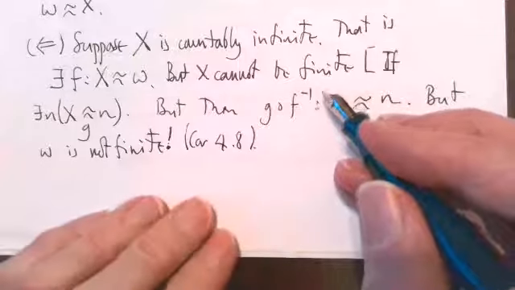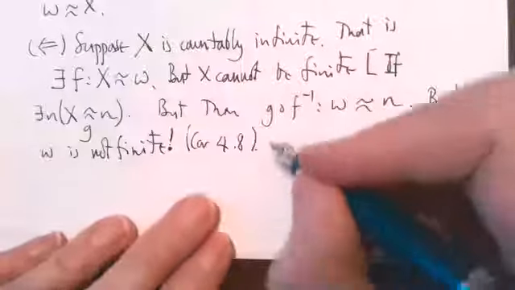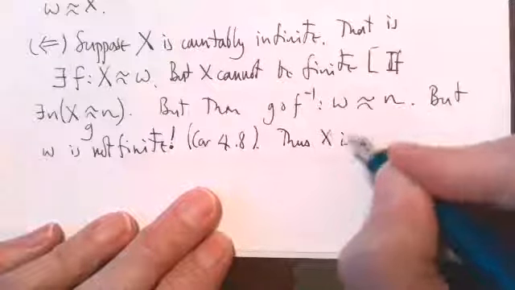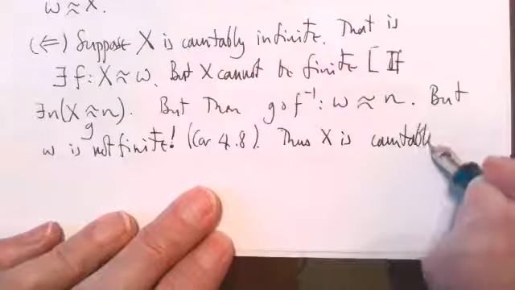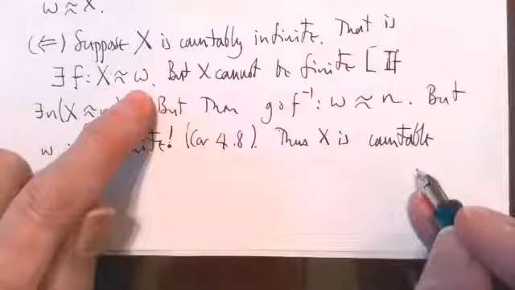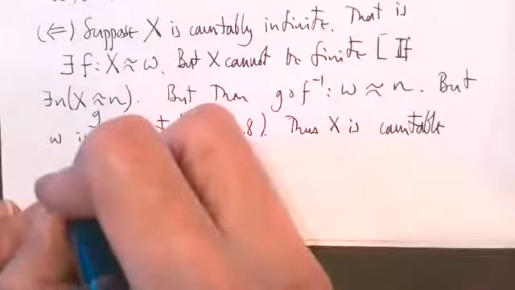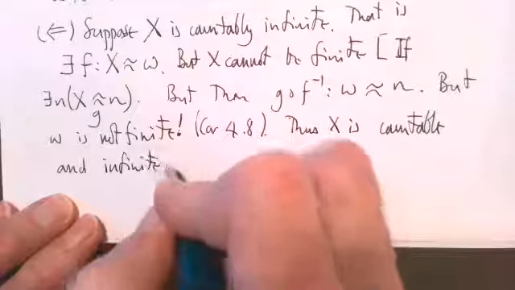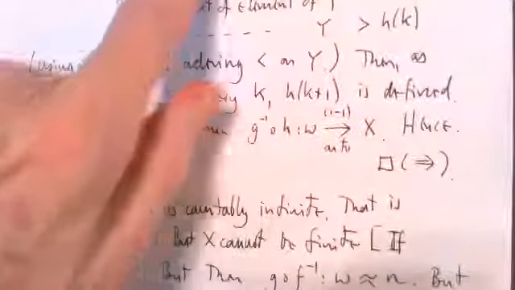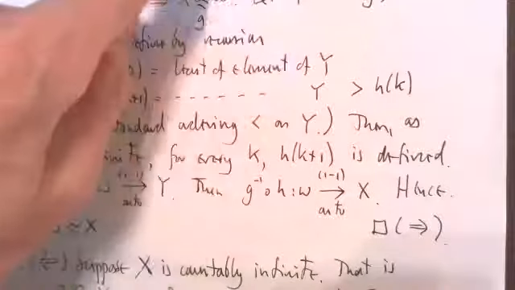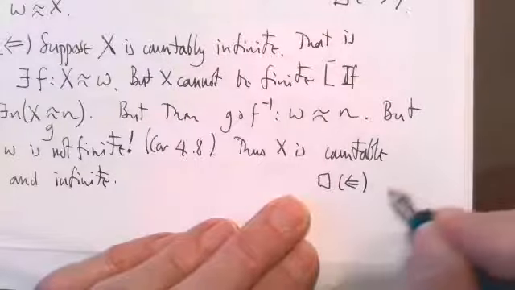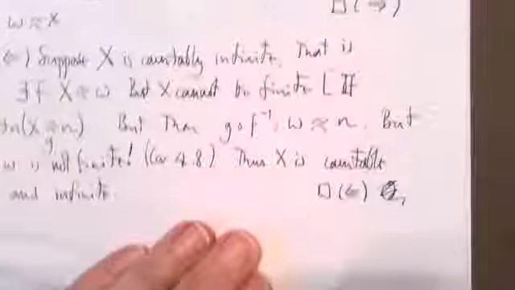So what we have then is X is countable and infinite. Countable because it's injective into omega and it's not finite. Which is the left-hand side up here. We went from countably infinite to countable and infinite. So this finishes the exercise there.